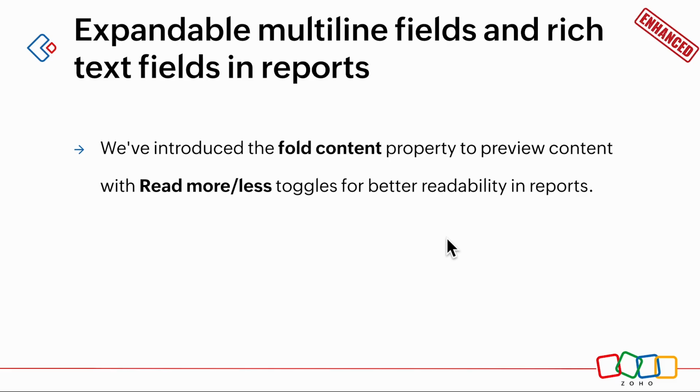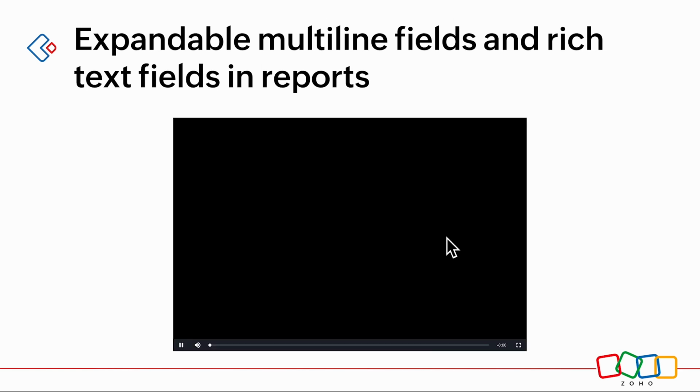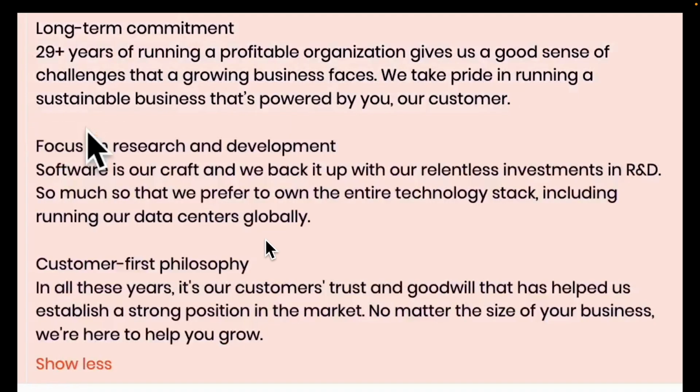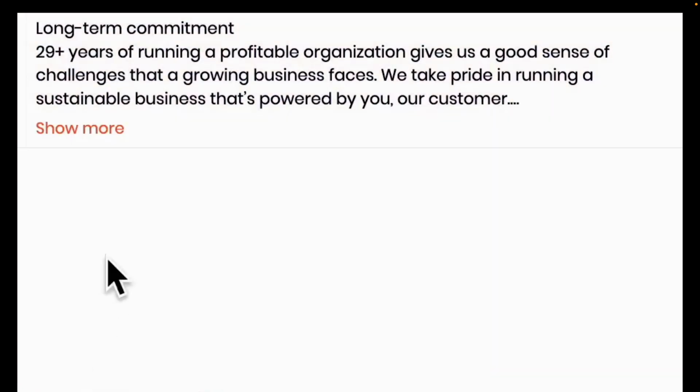So to avoid this clutter feel, we have enhanced the report feature, introducing the new fold content property, which allows users to give a preview of content, enabling them to toggle between read more or read less, so that this improves scannability without losing the depth. Let me show you how to do this. So it appears as a foldable content. If the user wants to expand it, they can use show more, or they can just fold it by using show less, so that old chunks of information don't apply, causing a clutter feel. So it's organized, clean and neat.